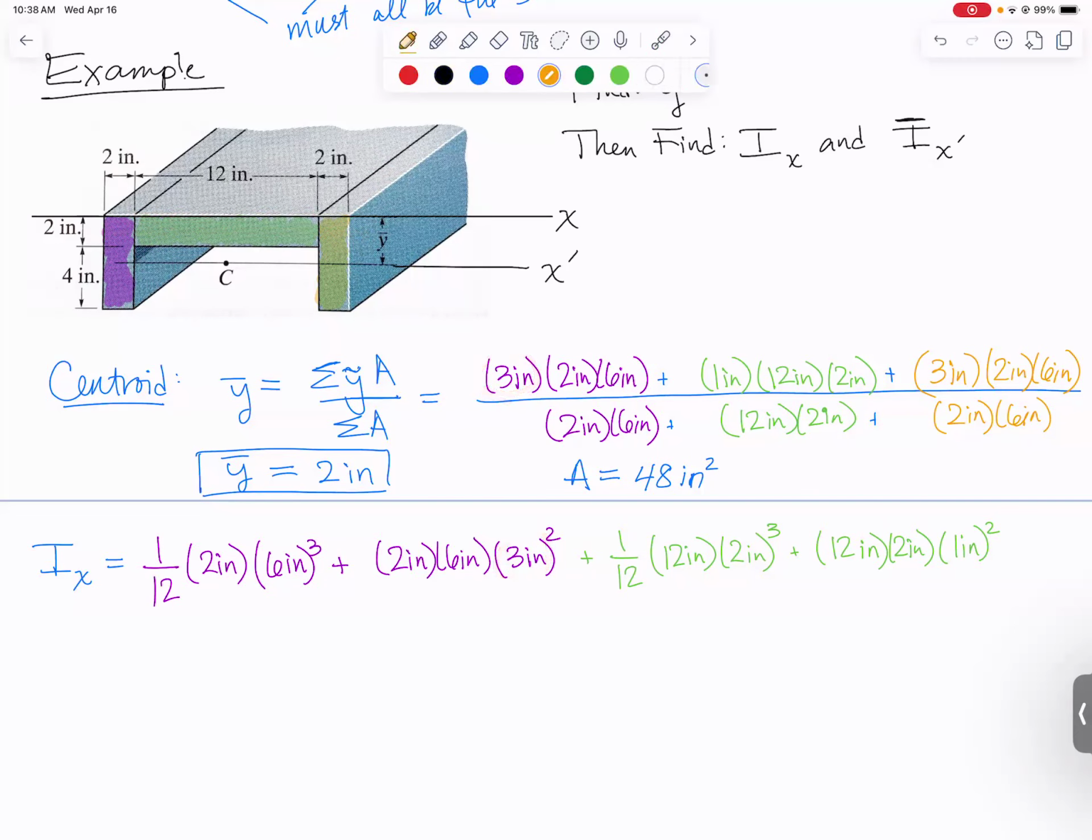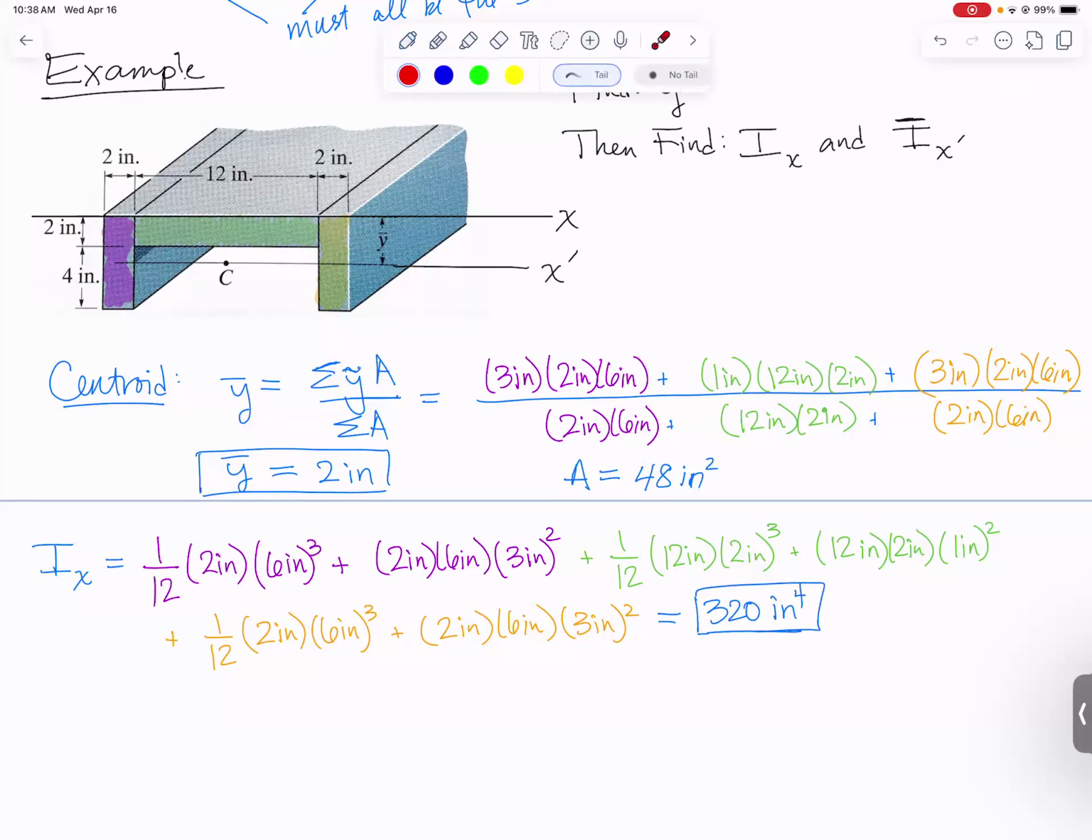Remember, the 3 inches matches the 3 inches we used when we found the centroid, and the 1 inch matches the centroid too. Next, the orange rectangle is going to be 1/12. The base is going to be the 2 inches that's parallel to the x-axis. The height is the 6 inches, which is perpendicular to the axis, so it gets cubed. We add to it the area, 2 by 6. And again, it's going to be 3 inches, which gets squared. It's the distance between the centroid of the 6-inch tall rectangle and the x-axis. Okay, we multiply that all out and we get our answer. And you should double check, every single term here has inches to the 4th, so your answer should be inches to the 4th.